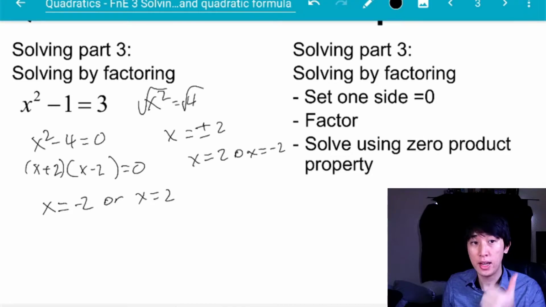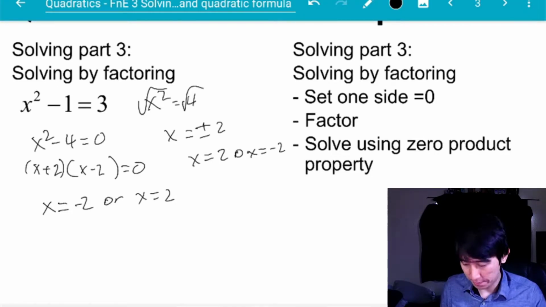Make sure you do that. You factor if it's possible. And then finally, you solve using the zero product property.